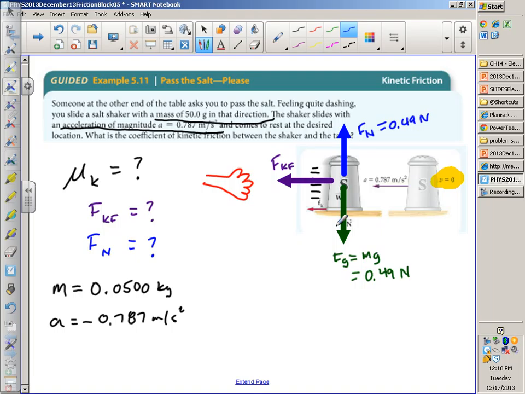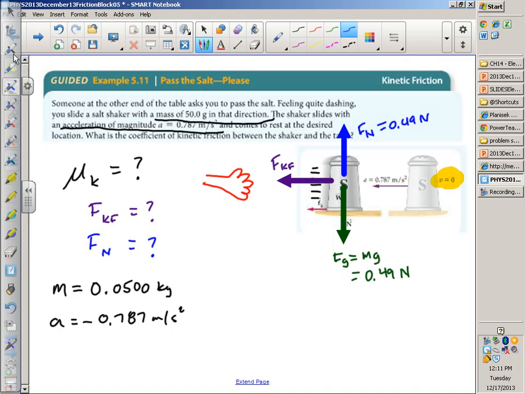So the moral of this story being, when you draw your free body diagram, there doesn't necessarily have to be a force in the direction that that object is moving. You have to analyze what's going on in that situation. This salt shaker is moving to the right, even though there is no force to the right, at least at this very moment. Okay? Good there? All right.